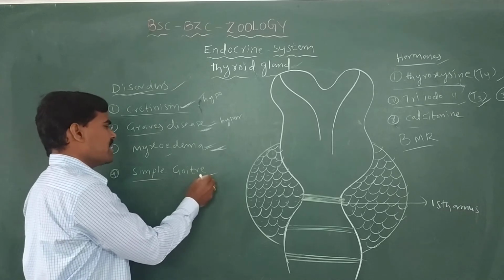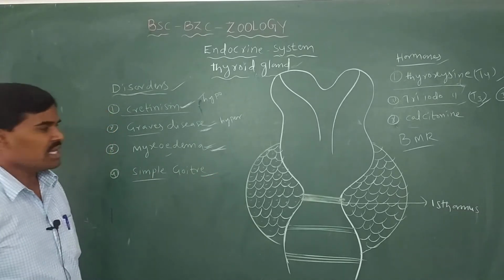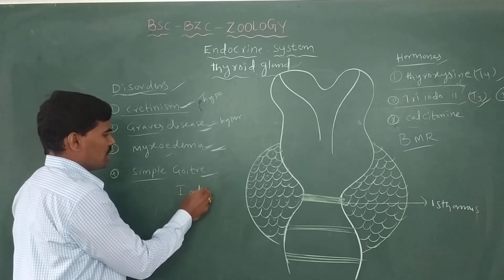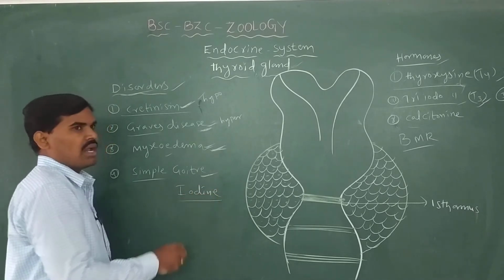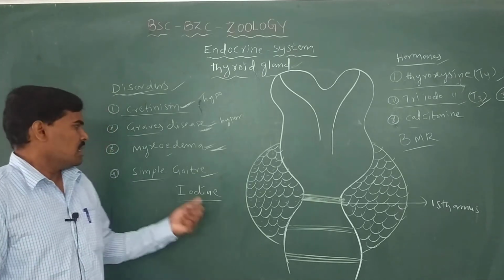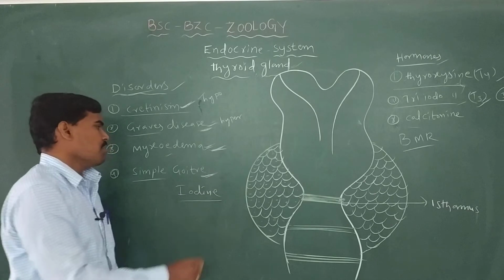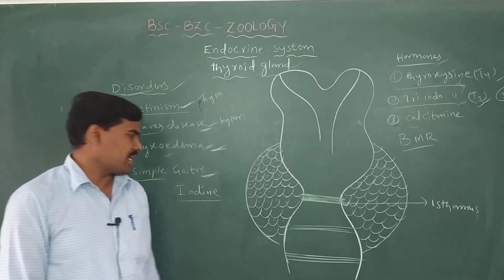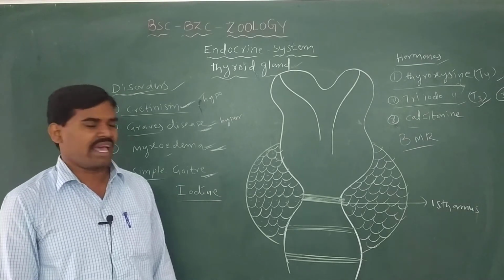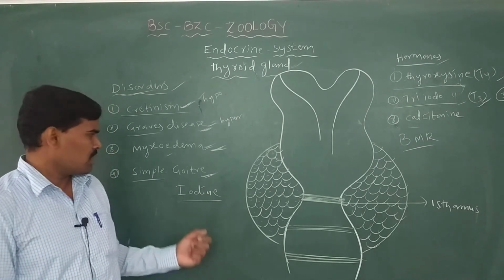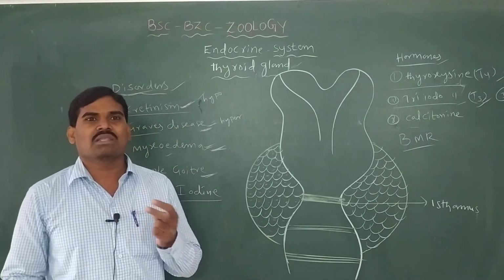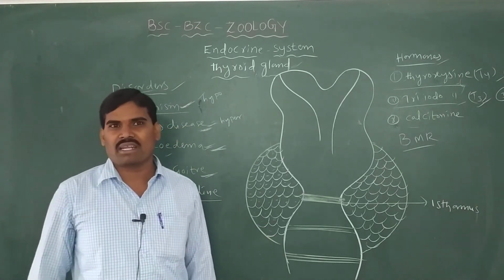And next, simple goiter. Simple goiter is caused by the deficiency of iodine, the lack of iodine molecules. This disorder is called simple goiter disease. When the food we take lacks iodine molecules, simple goiter disease occurs, with swelling of the neck part.